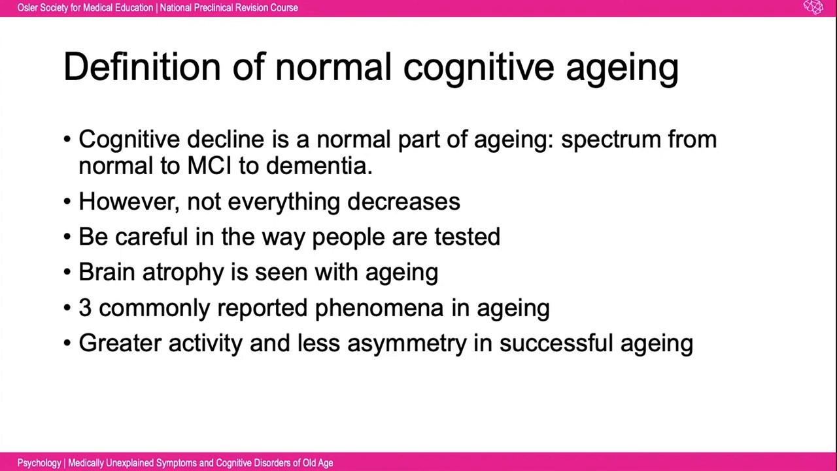In successful aging, older people have greater activity than young patients and less asymmetry than young people, whereas low-functioning older adults don't increase the activity or reduce the asymmetry. And it's not completely clear why, although there are several theories. It could be to do with compensation, i.e. the additional recruitment of neural activity to maintain performance, or due to a dynamic ongoing process of plasticity.